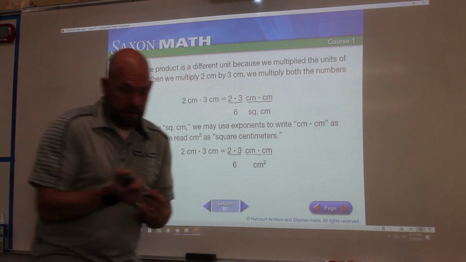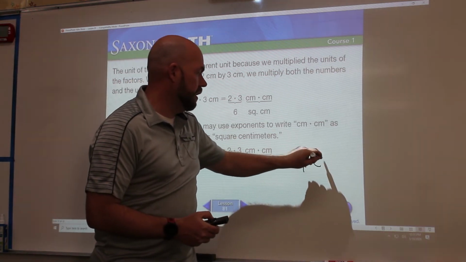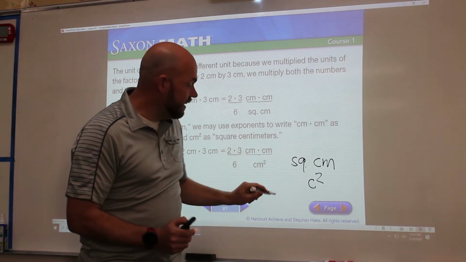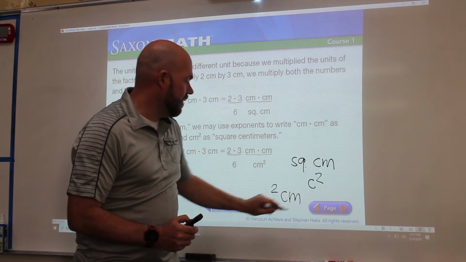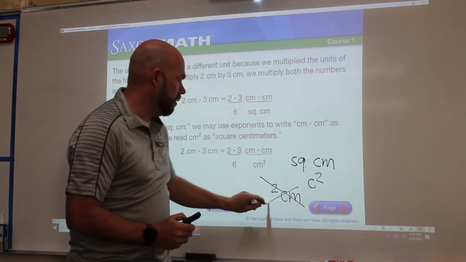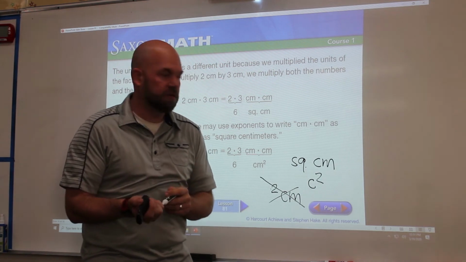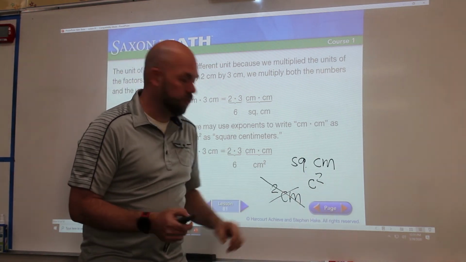Now remember, you can write it one of 2 ways. You can do the squared centimeters or centimeters squared. What you can't do is do the squared centimeters like that. That doesn't work, because that just looks like it's 2 times centimeters. It's just confusing. So please write centimeters squared or write it out, squared centimeters.